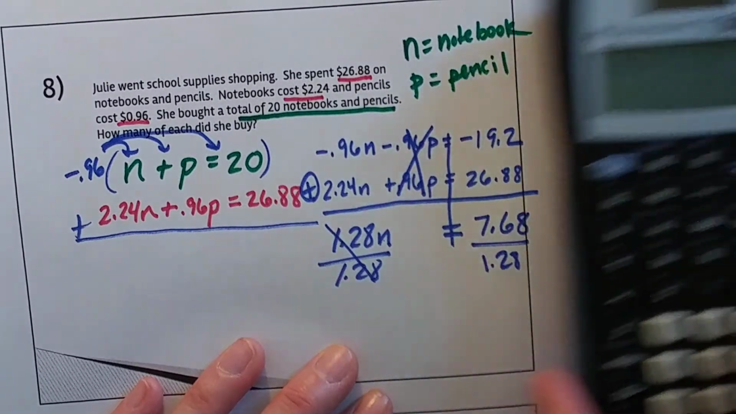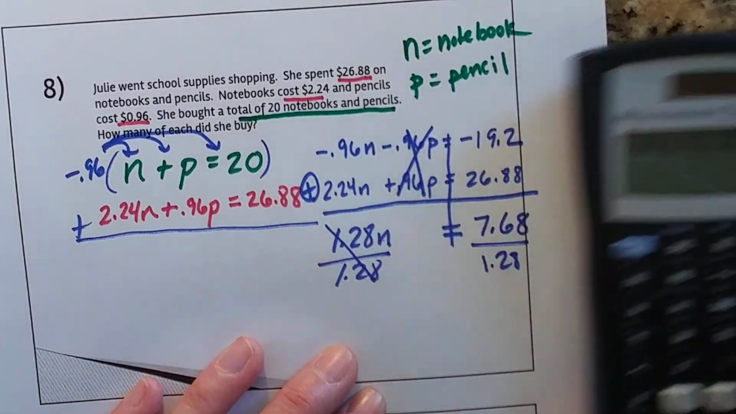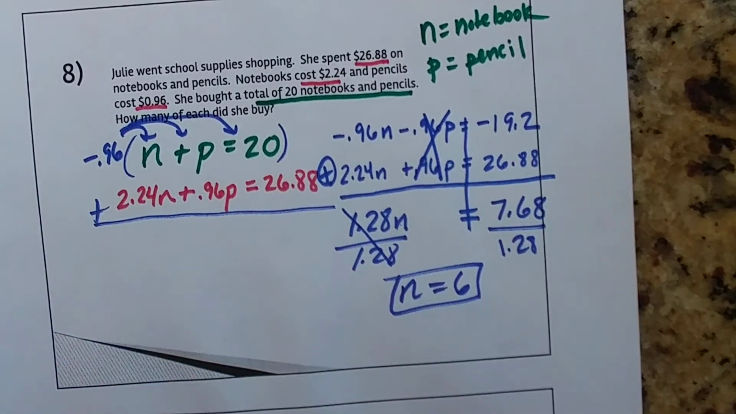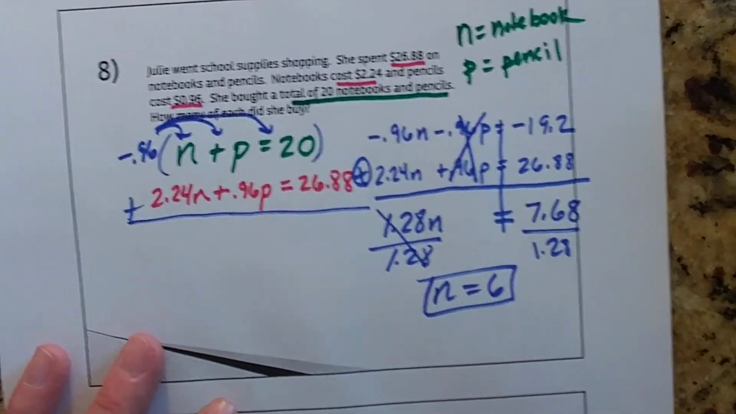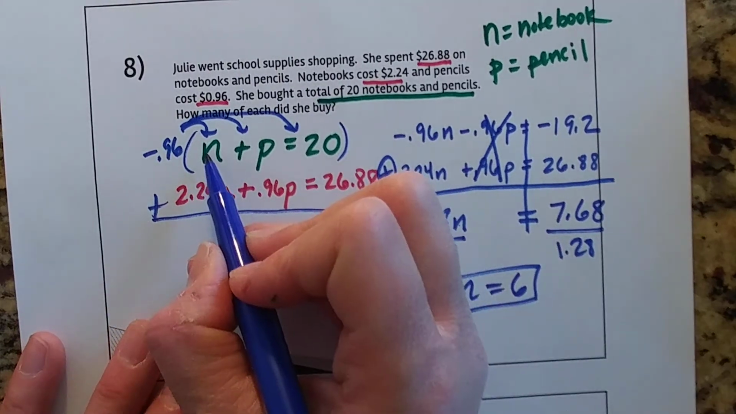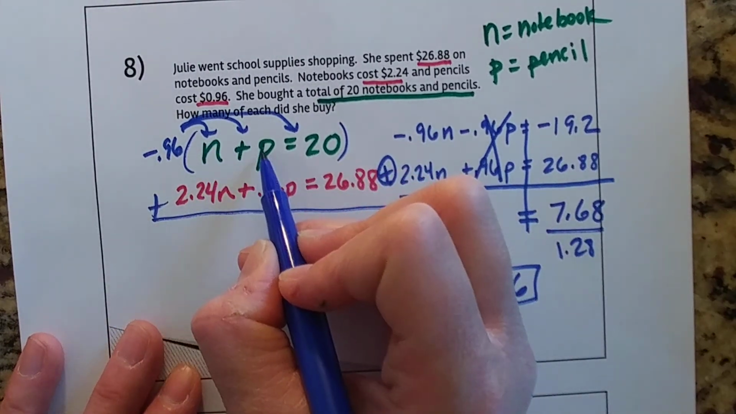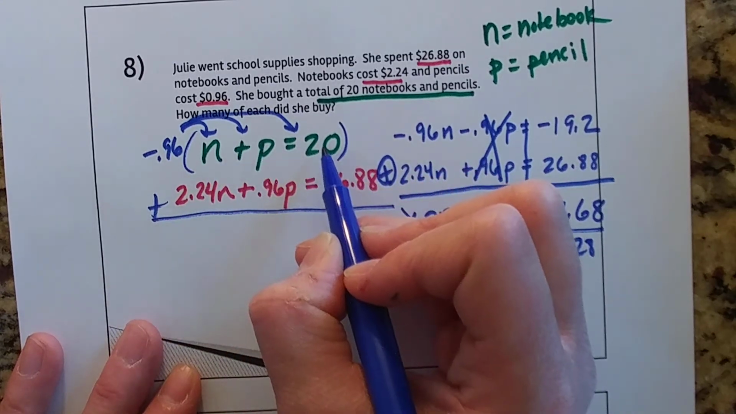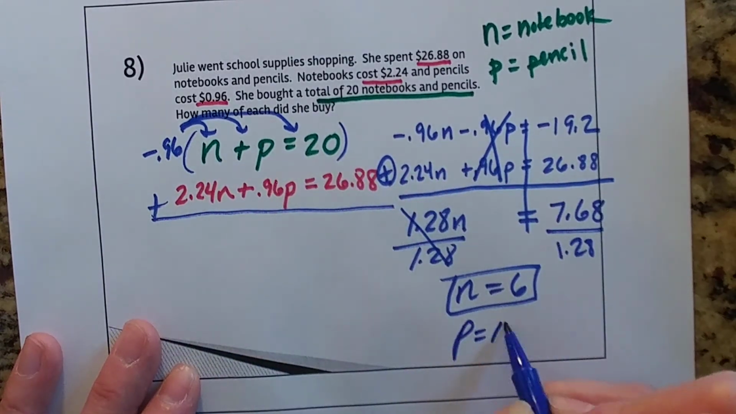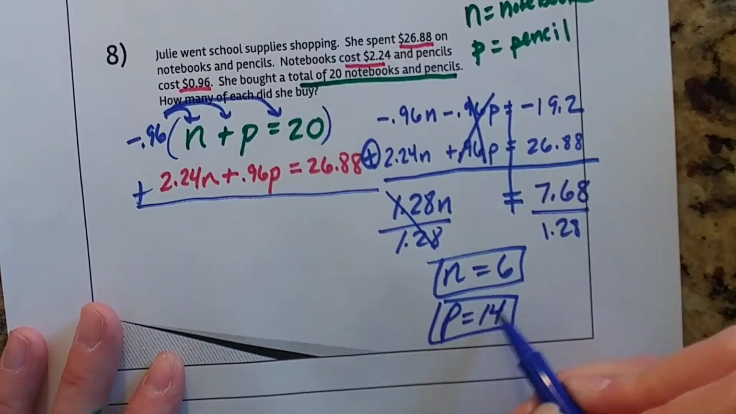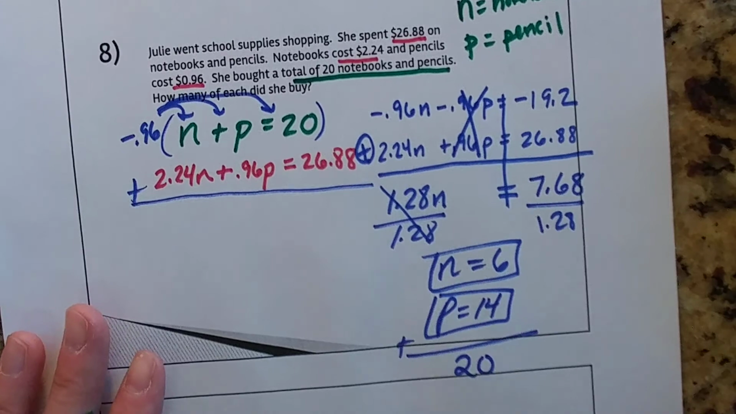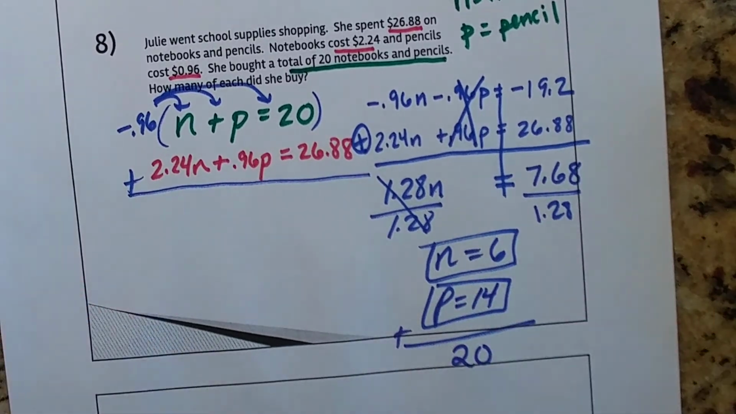Yay, it came out to a whole number. Woohoo! I don't know if you can see that or not, but n equals 6. Whew, good thing. Okay, so notebooks equals 6. So we have 6 notebooks. We'll go back here. If there's 6 notebooks, how many pencils would there be to equal 20? Well, 6 plus 14 equals 20. So the number of pencils would have to be 14. That way, both of these added together give us a total of 20 pencils and notebooks. So there we have it. That's how many notebooks, that's how many pencils, and we solved it with a system.